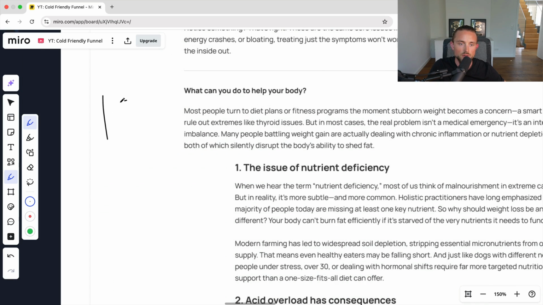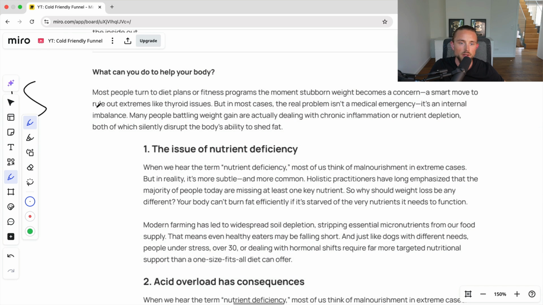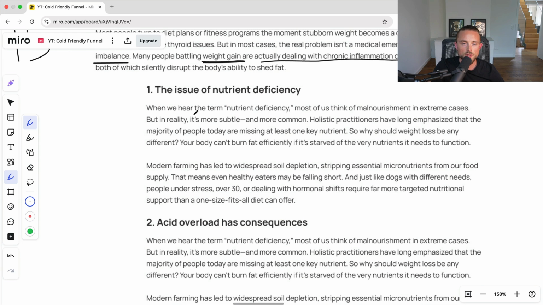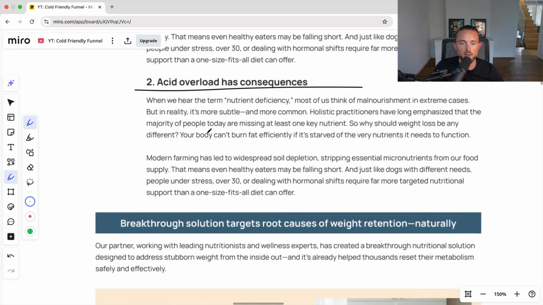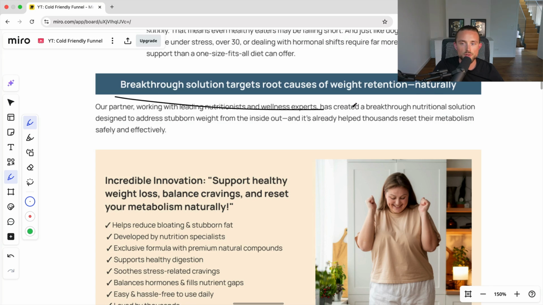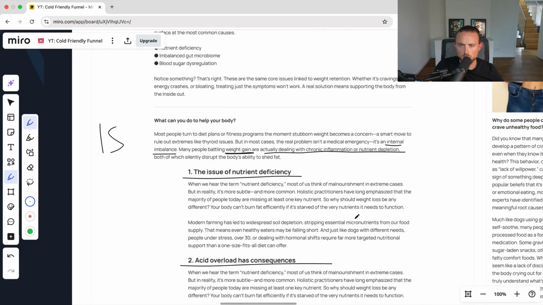And then we start introducing the solution. "So what can you do for your body? Most people turn to diet plans or fitness programs the moment stubborn weight becomes a concern, right? But again, the real problem isn't a medical emergency, it's an internal imbalance. Many people battling this problem are actually dealing with something that's way deeper." So then we just kind of dive deeper into what we open up here. Nutrition deficiency, acid overload, and just educate them on that. And then we show them the solution, right?